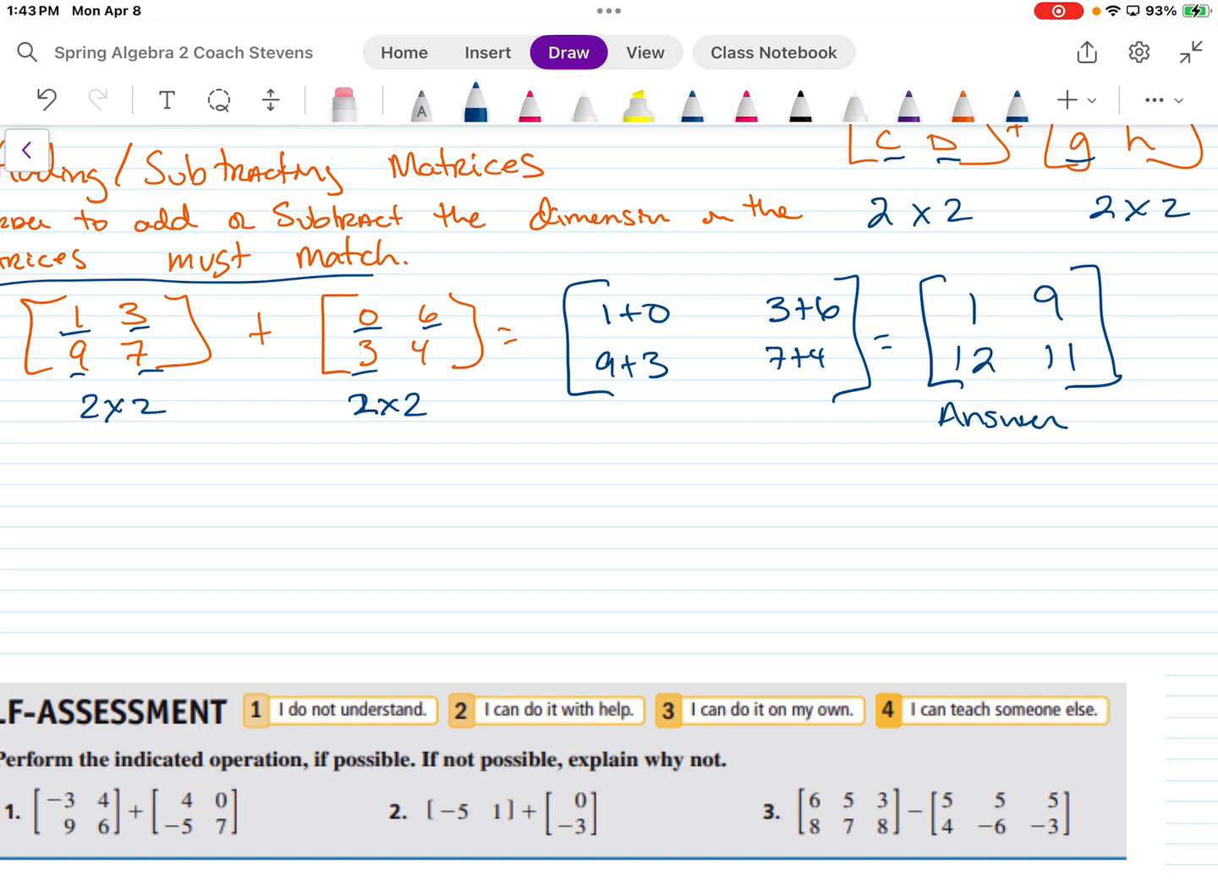And so, like for Big Ideas, you would go in there to the fill in the blank, hit the 2 by 2 matrix, and then go ahead and start typing those numbers in the cells.